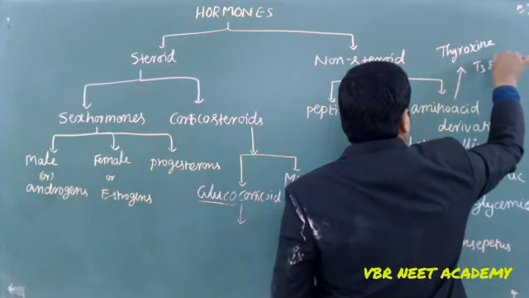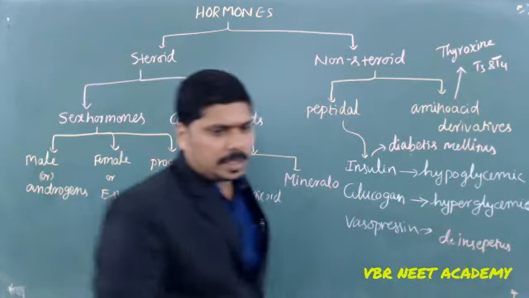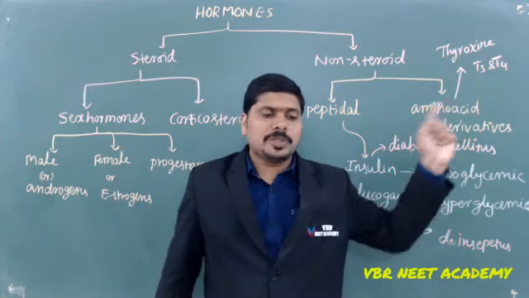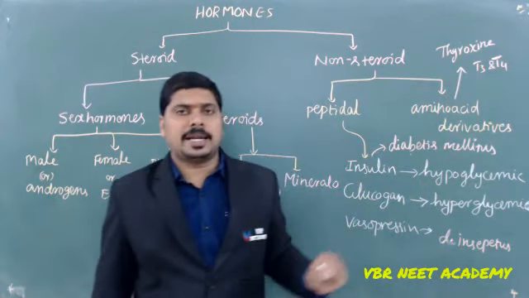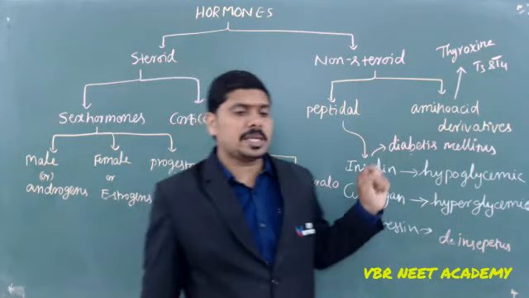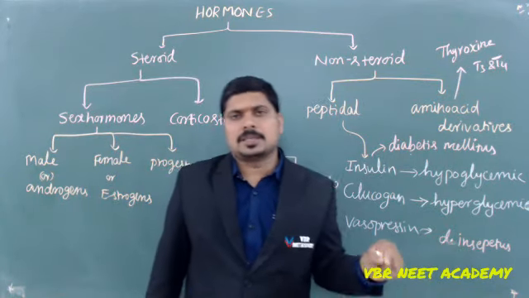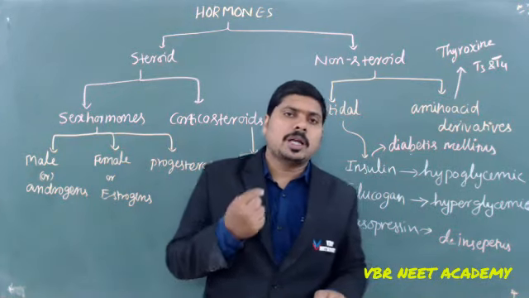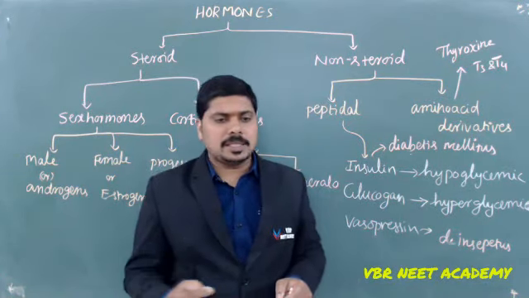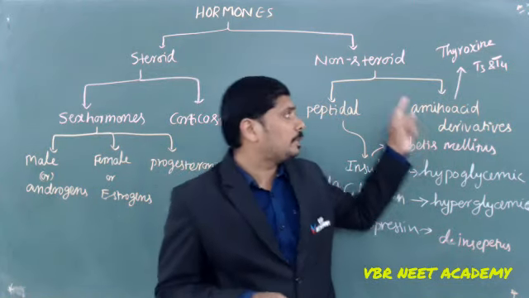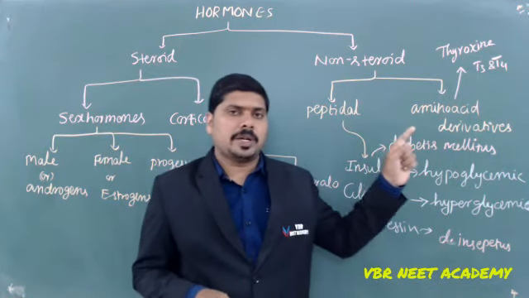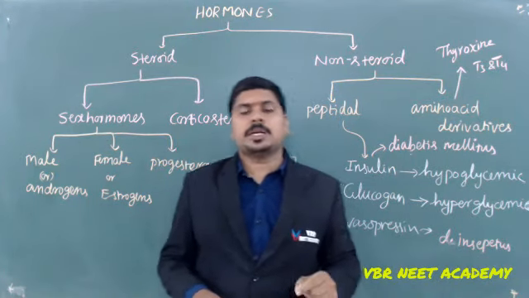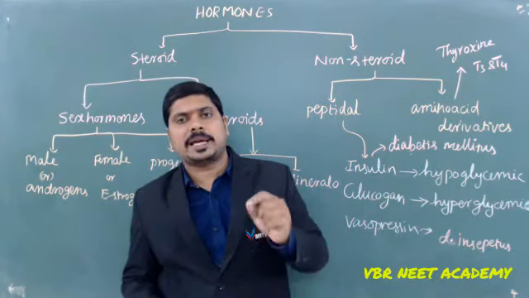T3 and T4 are hormones secreted from the thyroid gland. T3 is active, T4 is less active. T3 hormone is going to be a derivative of your aromatic amino acid tyrosine. This tyrosine derivative, thyroxine, is a very important hormone secreted from the thyroid gland.